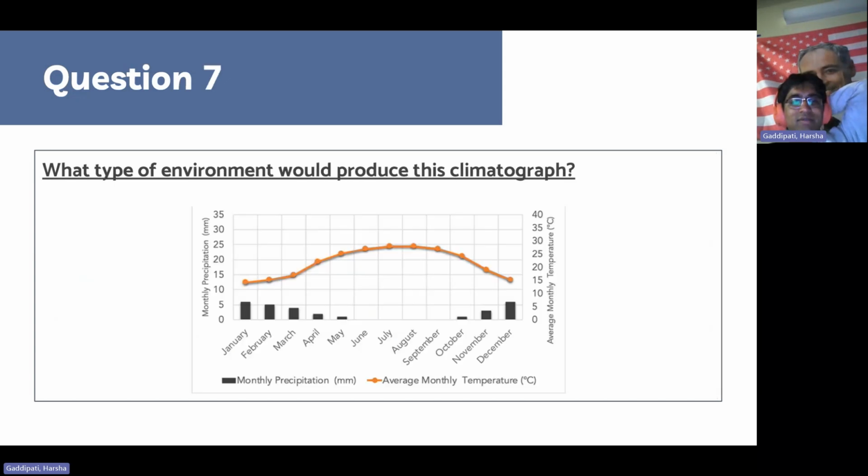But yeah, I'm going on to question 7. Which type of environment would produce this climatograph? Also, I'm sorry if I mispronounce some of these names. I'm not the best at pronouncing stuff. Yeah, I'll give you guys another 30 seconds or so for this.